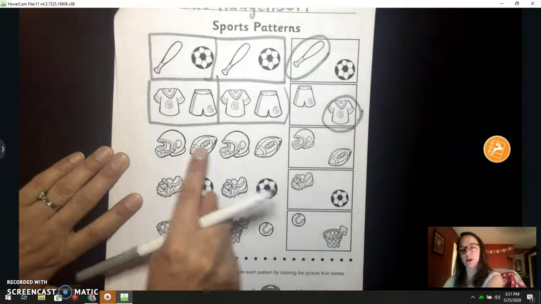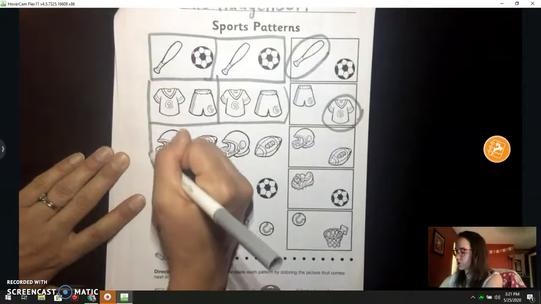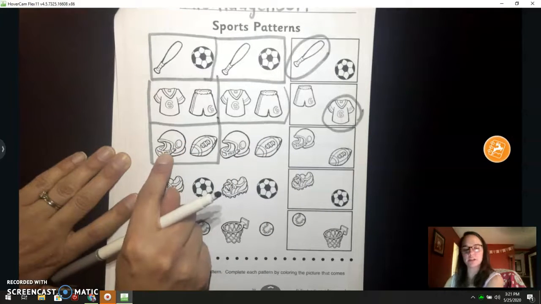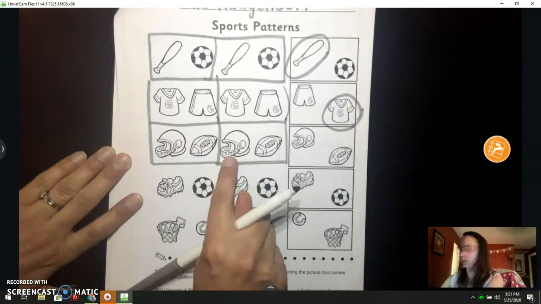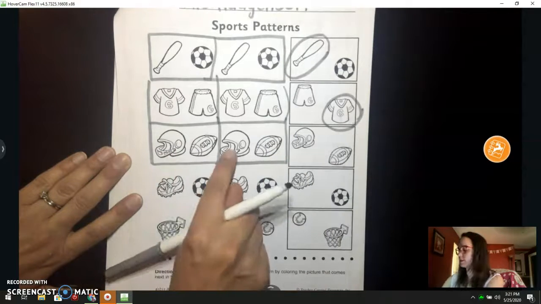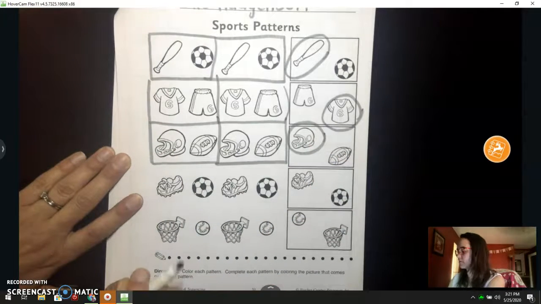Helmet, football. Helmet, football. Let's look at our chunk. This is our chunk of repeating. Helmet starts and then football. And then we start over at the beginning. Helmet and then football. Which one always starts? Helmet will start the next one.